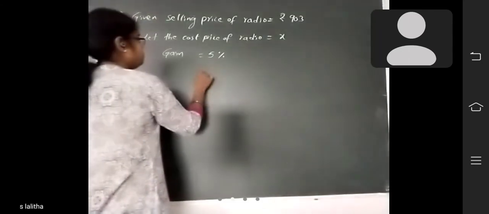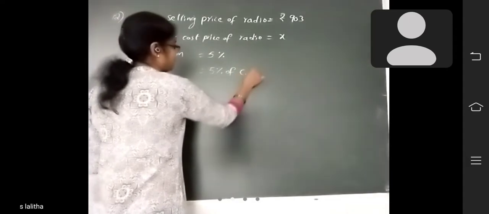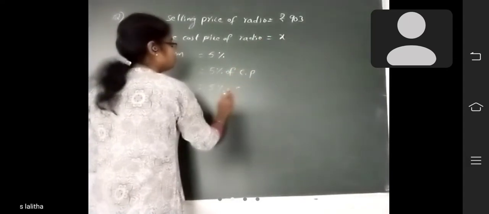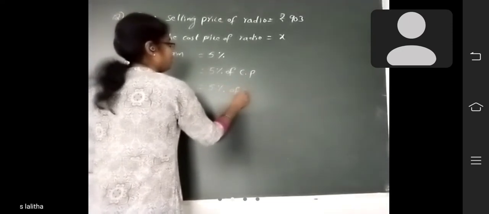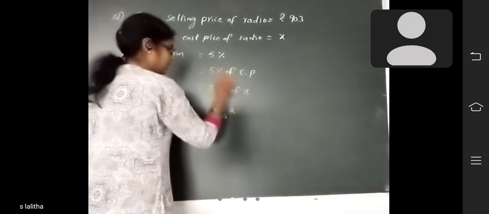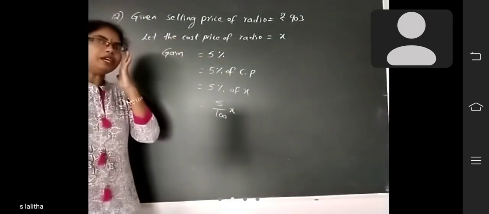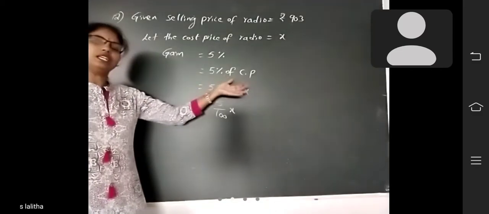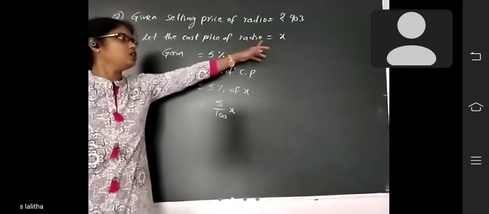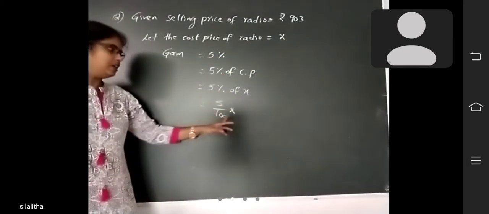Okay, so that means 5% of cost price. 5% of cost price, how much? X. So 5% is 5 by 100 into X. Gain, what is given? 5%. That means 5% of cost price. So 5% of cost price, what do you take? X. So 5%, how can you write? 5 by 100 into X.